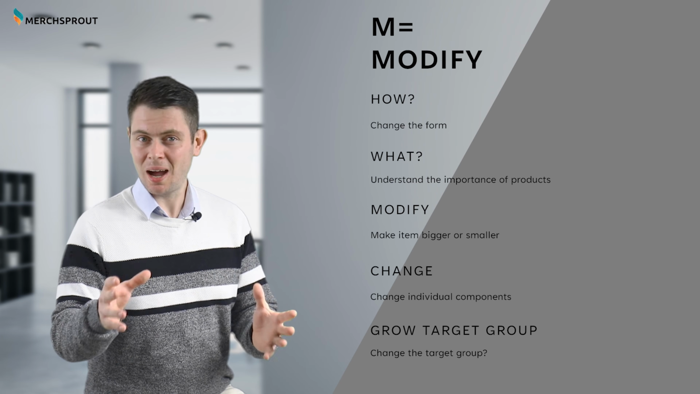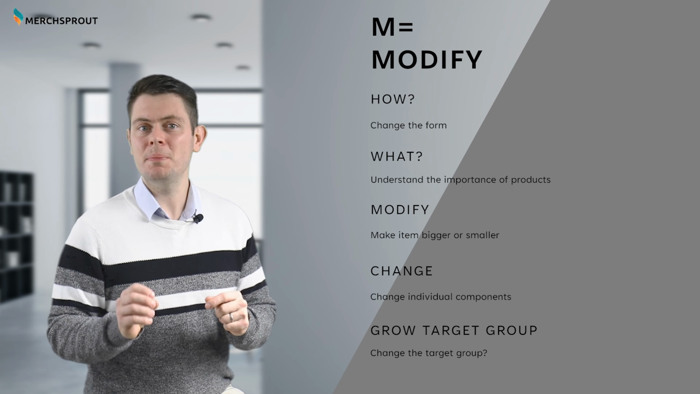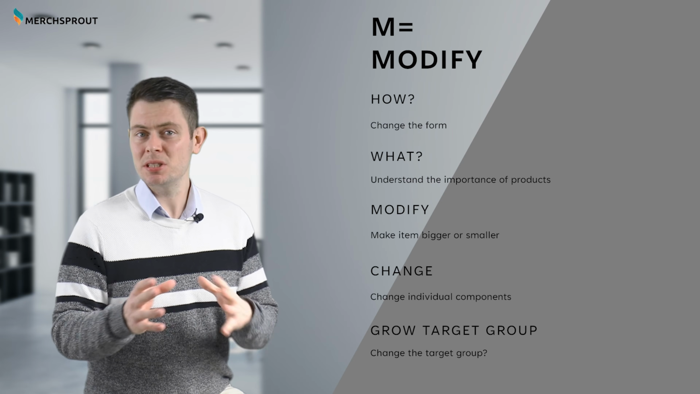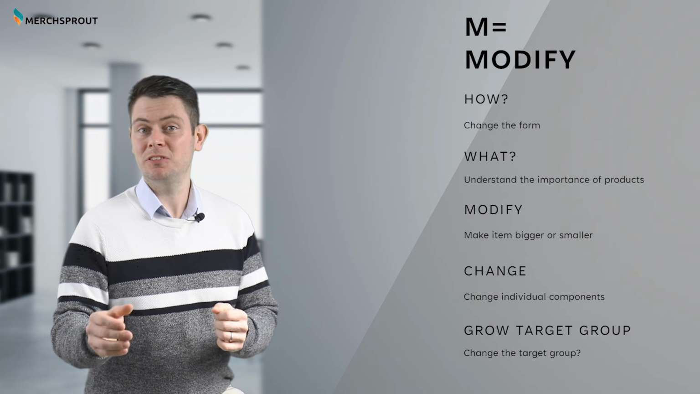Could I grow the target group of the product by changing it? What can be made higher, more significant, or more robust? Can I increase its speed or frequency of the product? Maybe I could add extra features to it or take the features away. How can I add additional value to this product?